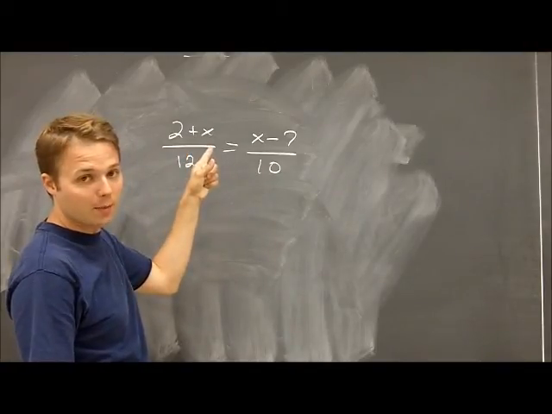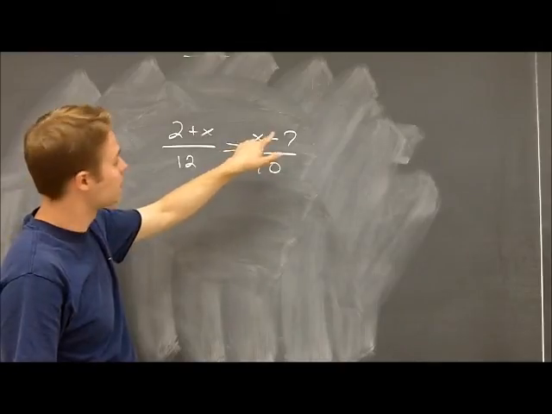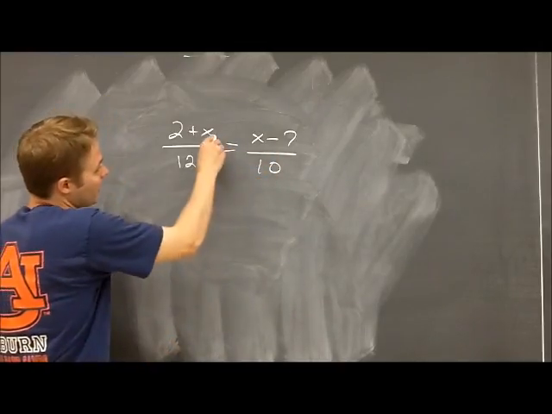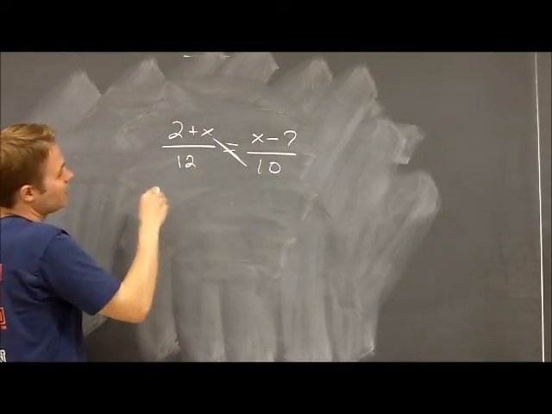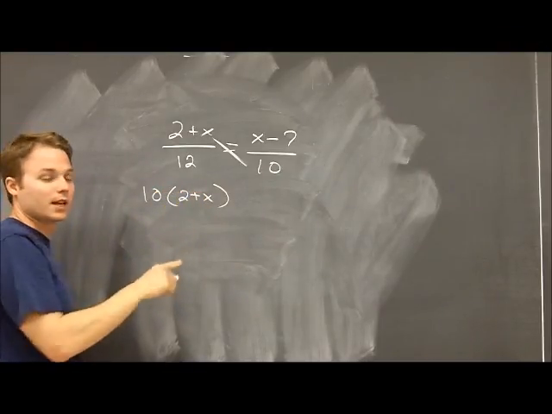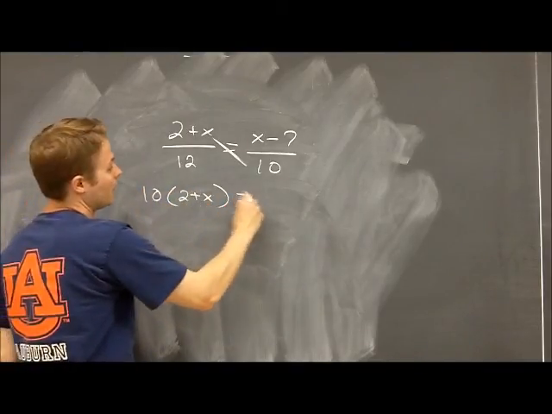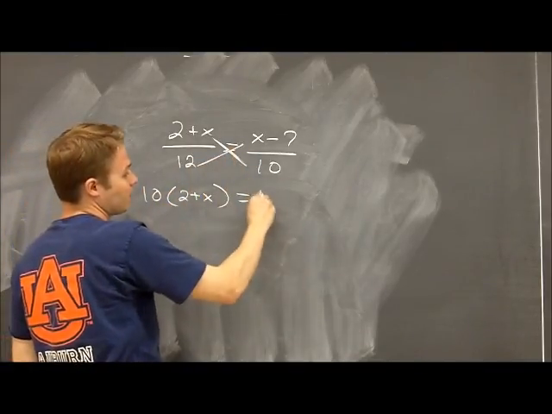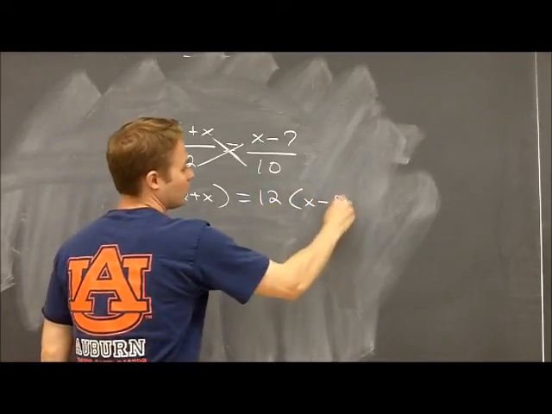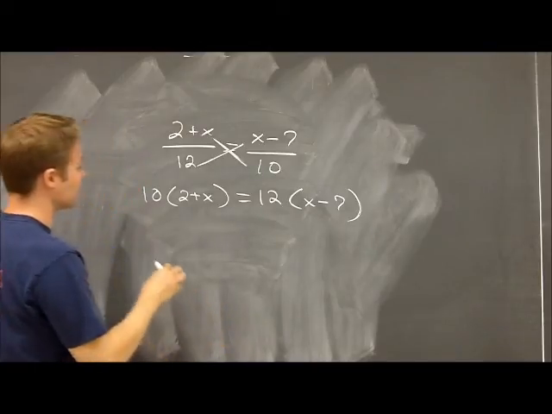We just have a little bit more complicated expressions. So (2 plus x) over 12 is equal to (x minus 7) over 10. Again, I'm just going to cross multiply, so 10 times (2 plus x). Make sure you keep this in parentheses because we'll have to distribute the 10. And then 12 times (x minus 7). Again, we'll have to distribute the 12, so make sure you keep it in parentheses.